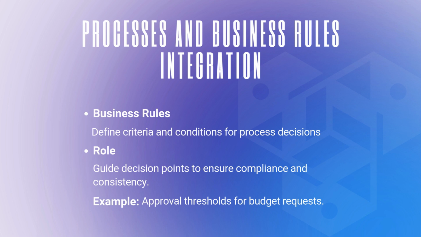Next is processes and business rule integration. So, in this, business rules provide criteria for decision points within processes, helping ensure consistency and compliance with organizational standards. For example, a business rule might require manager approval for budget requests over a certain amount, integrating controls directly into the process.